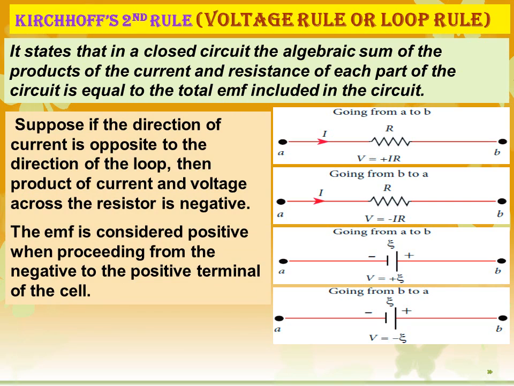Suppose the direction of current is opposite to the direction of the loop, then the product of current and voltage across the resistor is negative. The EMF is considered positive when proceeding from the negative to the positive terminal. Let me give one other example for you.